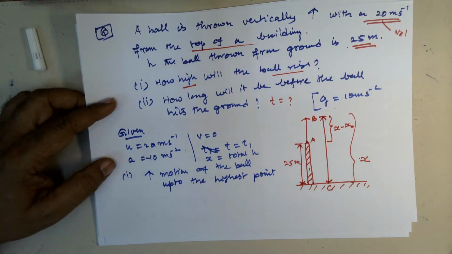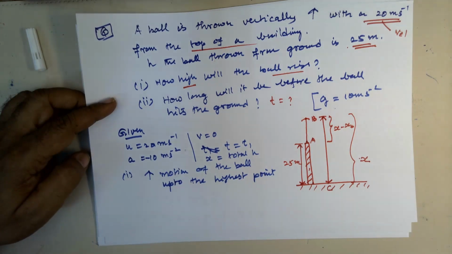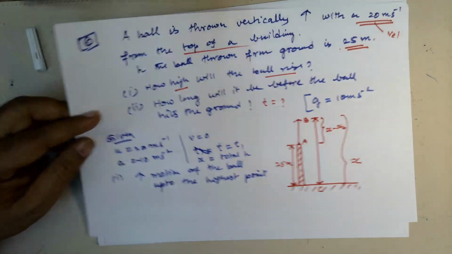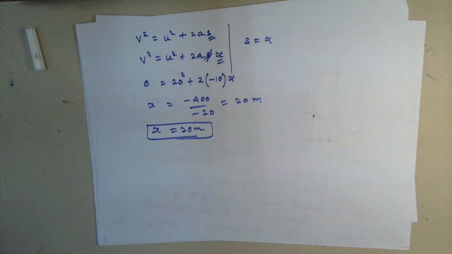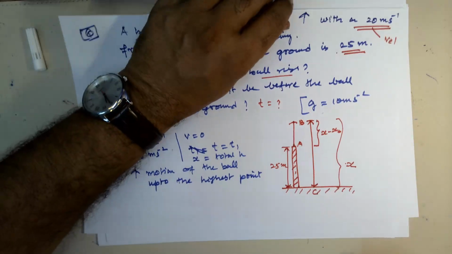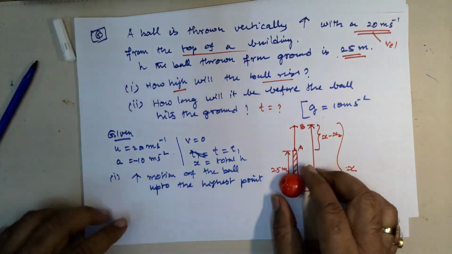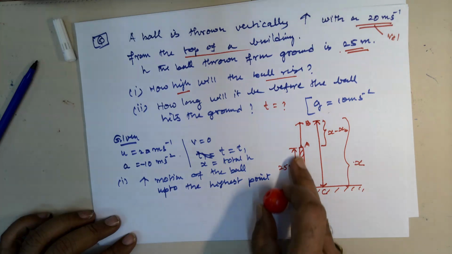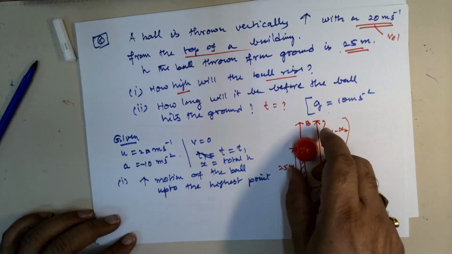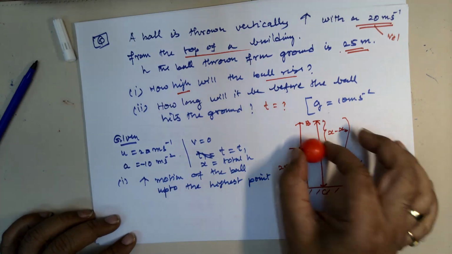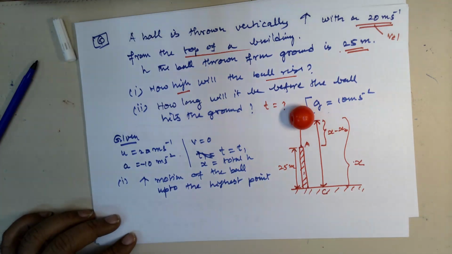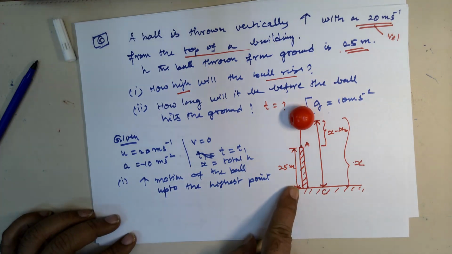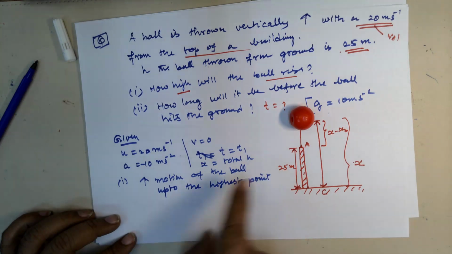And then, let us visualize like this. I got the ball here. See, this is the height of the building. Okay. The ball is kept here. The boy is throwing from A to B, right? Okay. So it is already given the height of the building as 25 meter.